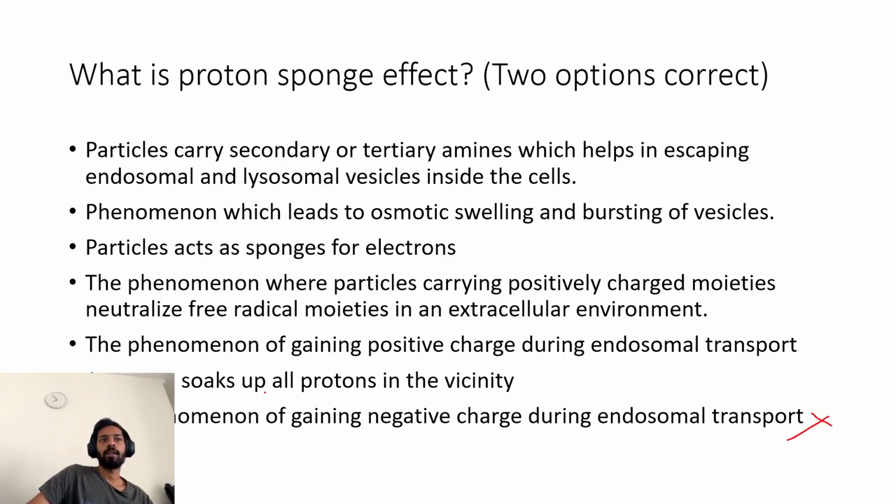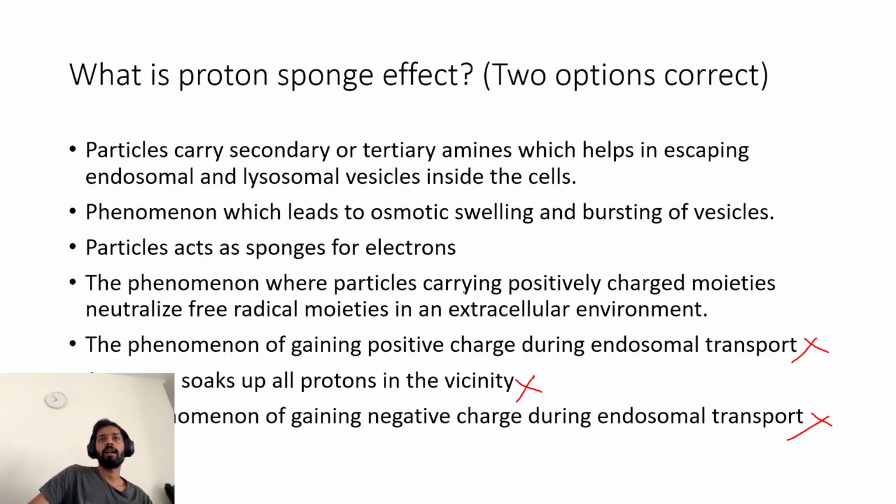A sponge soaks up all protons in the vicinity. So this is also not true. It's not simply soaking up all the protons in the vicinity. It's allowing more protons and water to enter the endosome. The phenomenon of gaining positive charge during endosomal transport. So no, right? The particle is not changing in its charge.